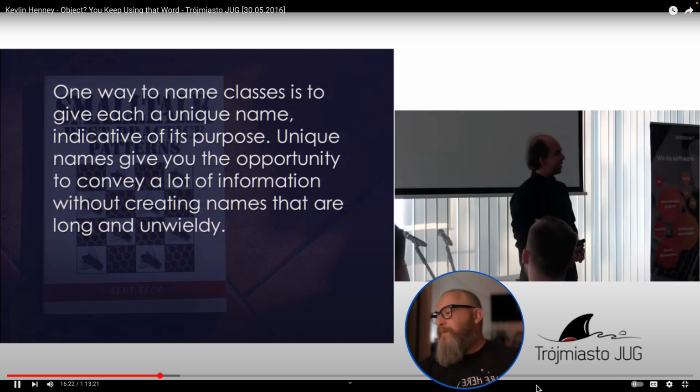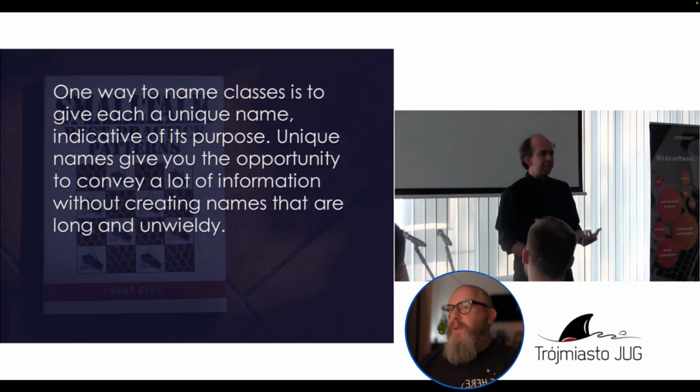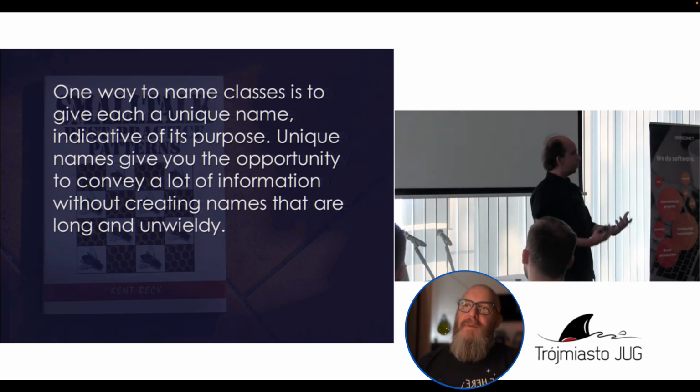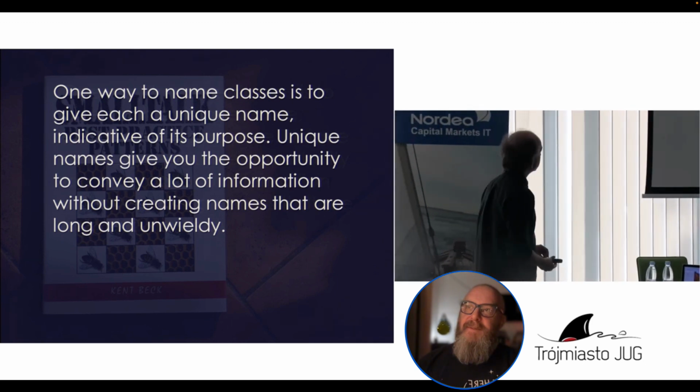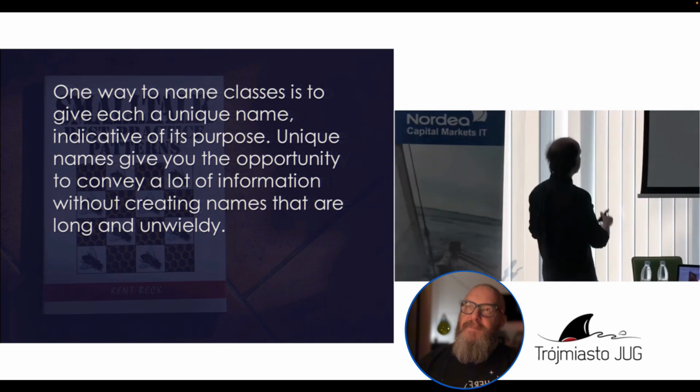Okay, and you suddenly discover that you end up with these anemic model objects. You end up with all your business logic hiding in the controller, and then you wonder why we can't maintain it. So here's an idea. One way to name classes is to give each a unique name, indicative of its purpose. Unique names give you the opportunity.